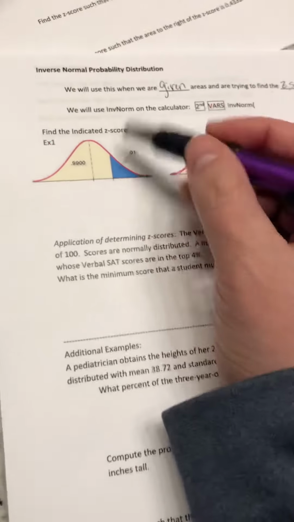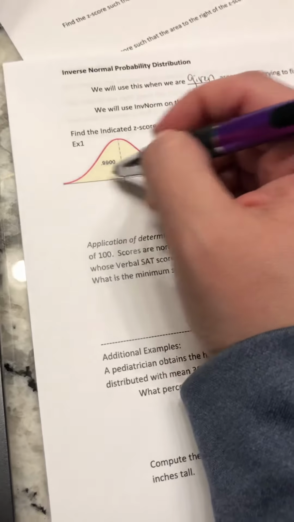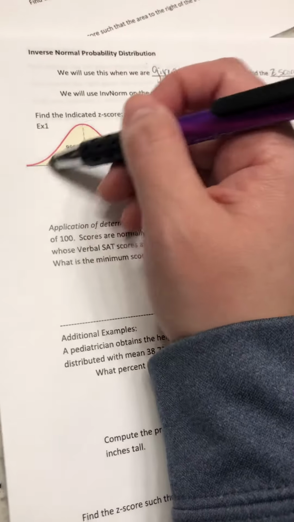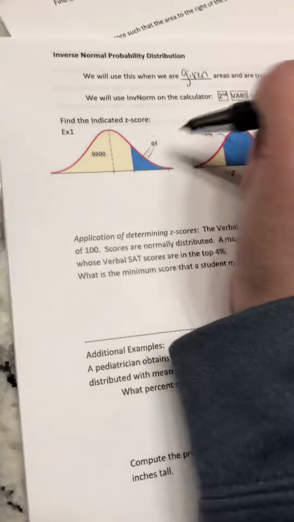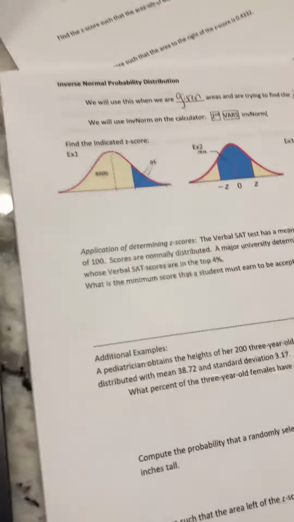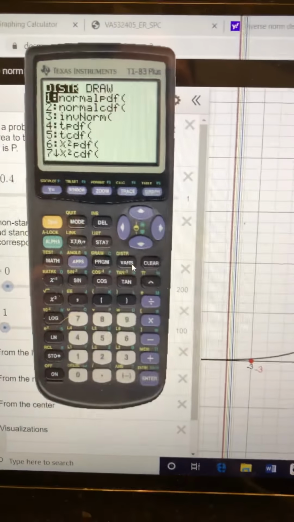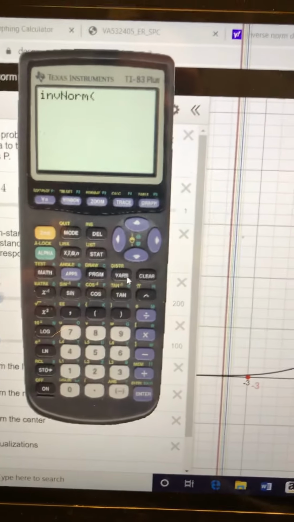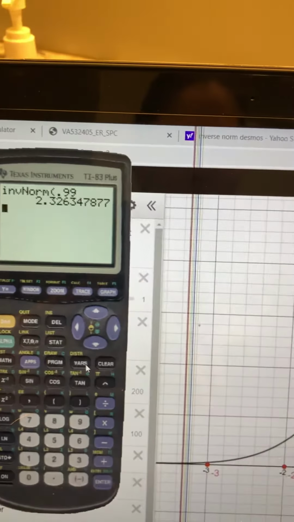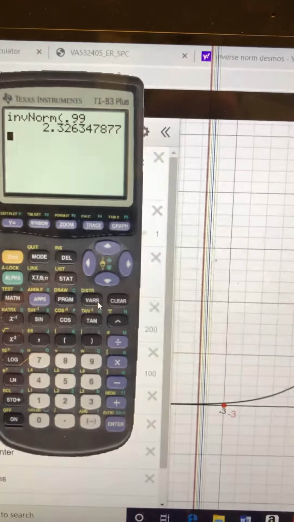So when you use the inverse norm on the calculator, or just like we were talking about with the chart, it only gives you the area to the left. So if this tells you that the area to the right is 0.01, then you know the area to the left. Remember, the area under the whole curve is 1 or 100%. So if this is 0.01, then this is 0.99. So when you do this on the calculator, you always type in the area to the left. So we go to second vars and inverse norm, which is number 3, and put in 0.99. That's the area to the left. So my z-score is 2.33. You always round z's to 2 decimals.